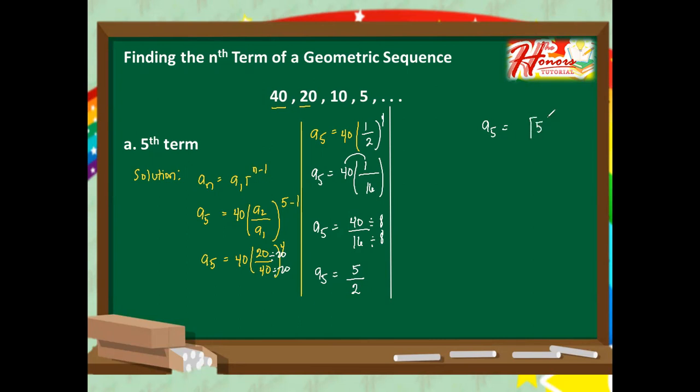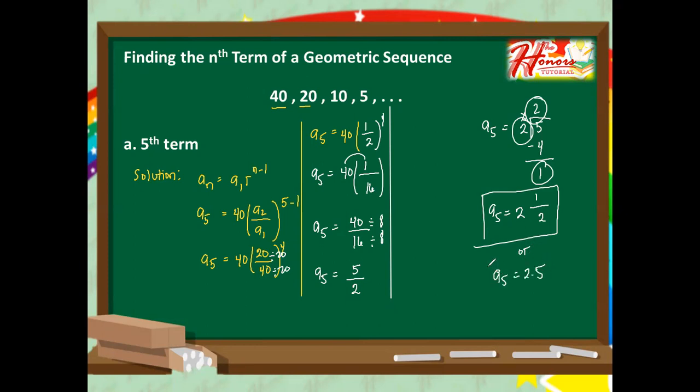So let's have 5 divided by 2. 5 divided by 2 is 2. 2 times 2 is 4. 5 minus 4 is 1. So a sub 5 is equal to 2, the quotient, with the remainder 1 in the numerator and the divisor 2 in the denominator. So this is a sub 5, or the fifth term. This is 2 and 1 half. Or if you convert this into decimal, it will become 2.5. So that's it.